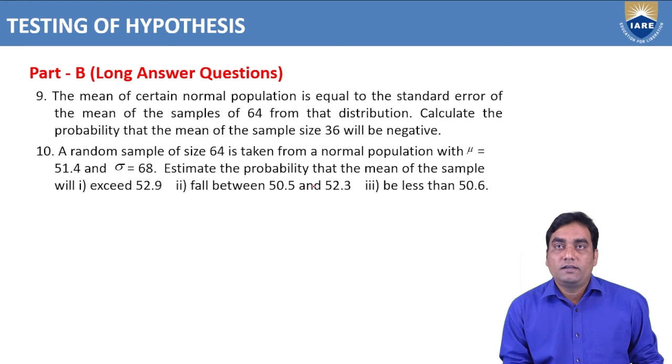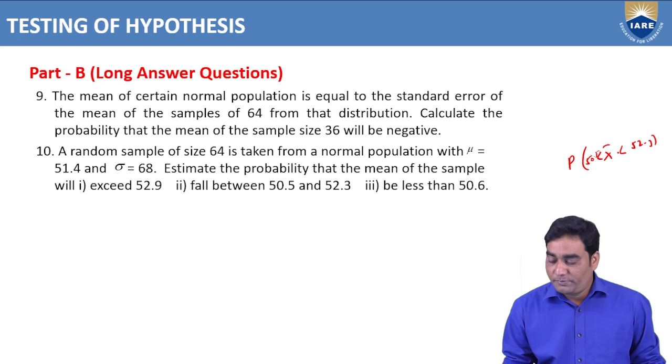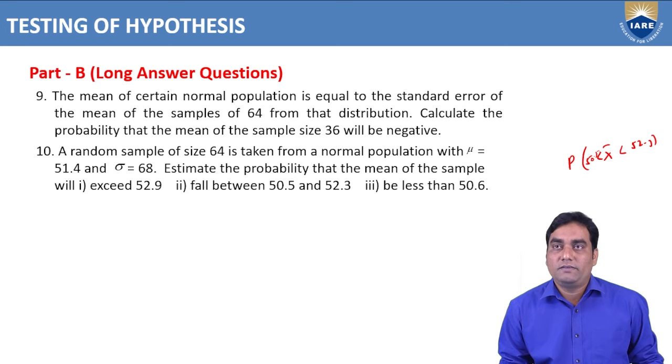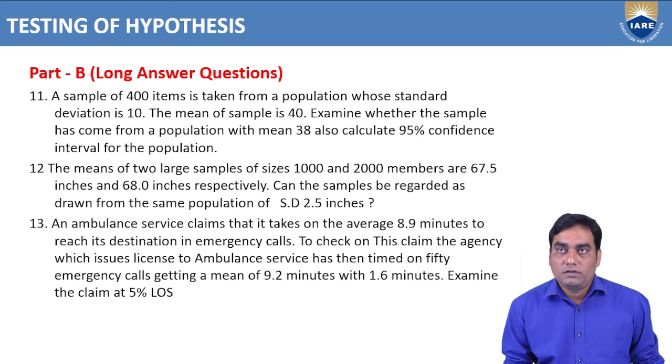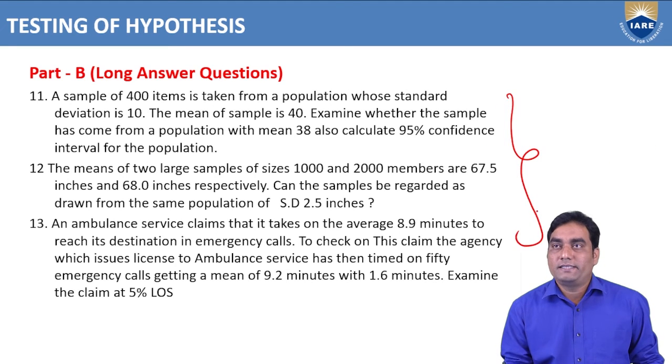Now coming to here, a random sample of size 64 is taken from a normal population with mu given. Estimate the probability that the mean of the sample, that means x bar, falls between 50.5 and 52. X bar, that we have discussed in the previous module. Here we can calculate x bar. Same, all are sample mean testing. By using the normal distribution, by using the normal curve, we can draw and identify the region, then you can calculate all these values.